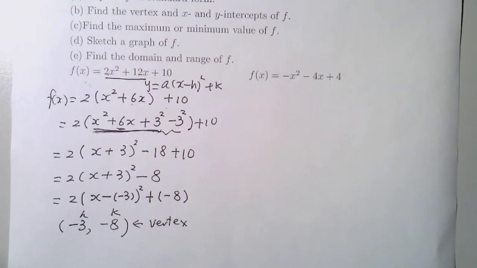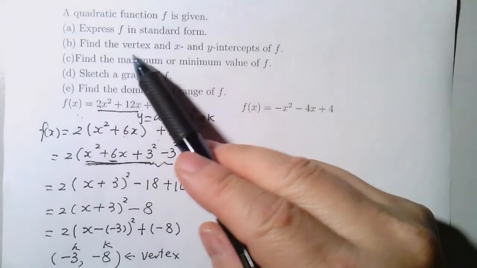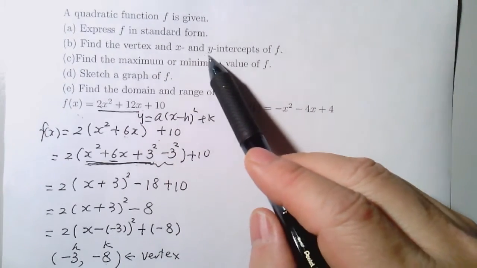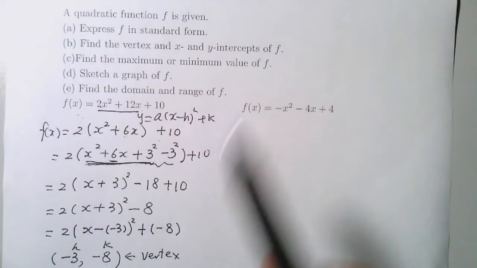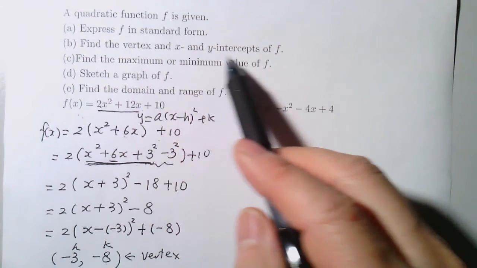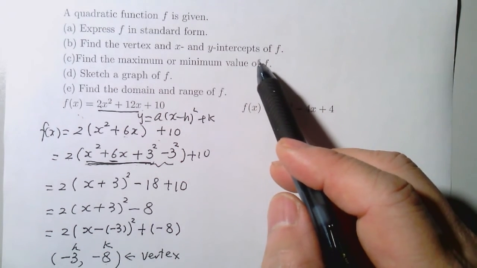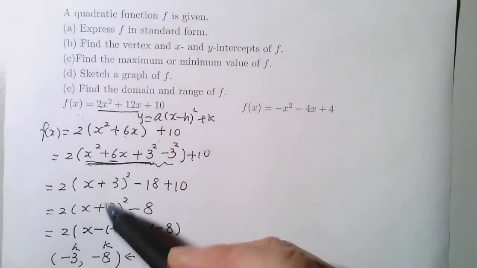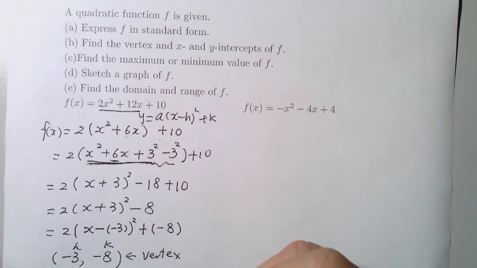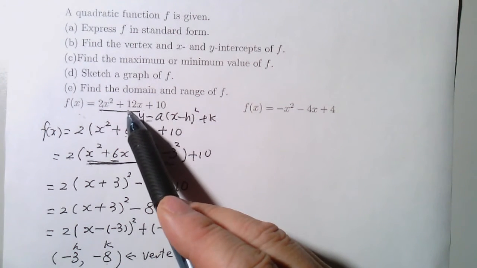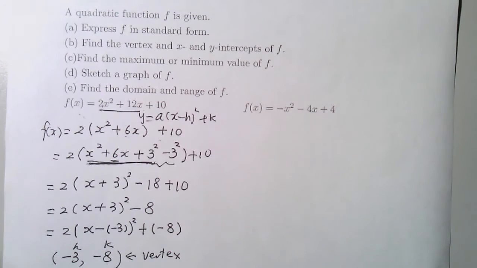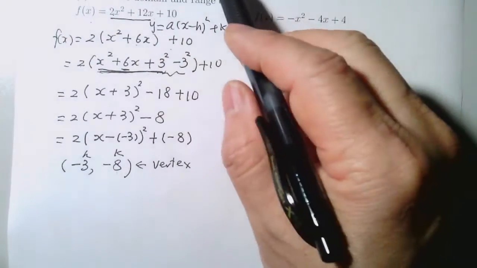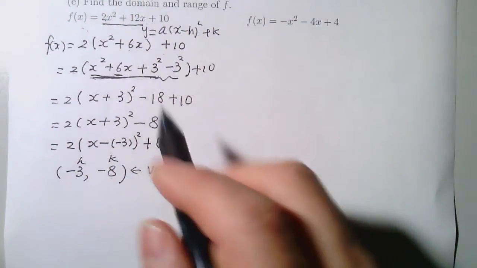So now, next thing here is we want to find the x and y intercepts of f. To find the x, y intercepts here, actually, we don't need the standard form. We don't have to use standard form. We can just directly use the general equation to find the x and y intercept. Okay, so let's see here.